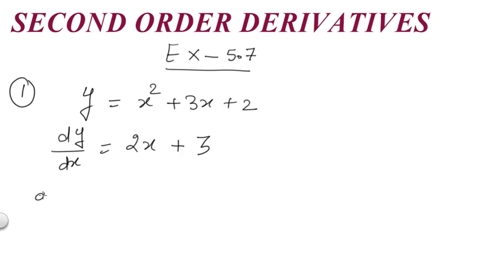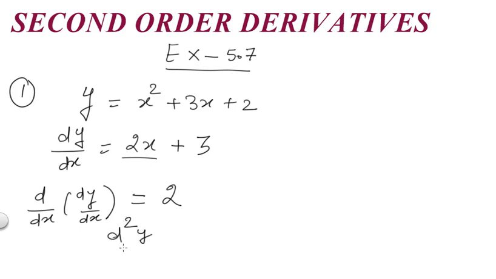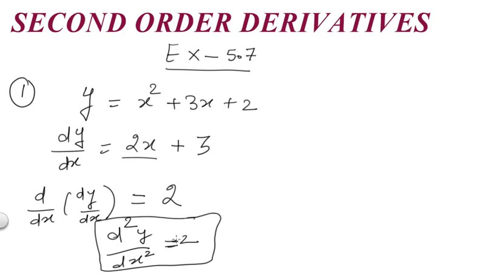Now we will again differentiate dy by dx with respect to x. That means we are finding the second order derivative. Whatever answer the first order derivative gives, you have to differentiate it again. Now 2x differentiation will be 2 only and 3 differentiation will be 0. So the answer is 2. We write it like this: the second order derivative d square y by dx square equals 2. This is the answer for question number 1. This is how you are going to solve.